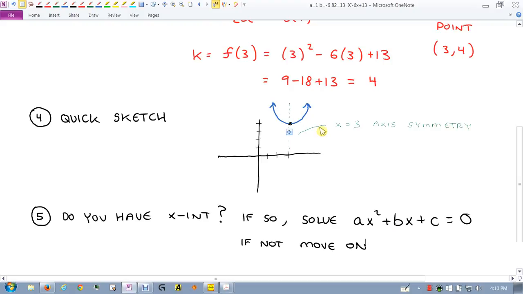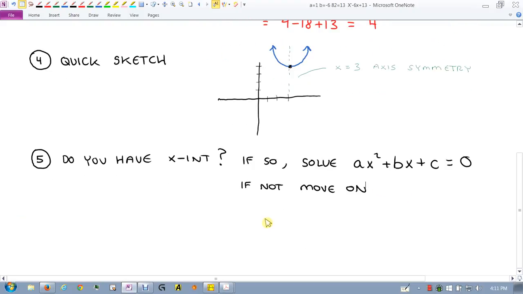Now, had this parabola opened down, then of course we would have to do it, and we didn't save ourselves any time. But in this case, we did. So we do not have x-intercepts here. So in this particular problem, I'm moving on.